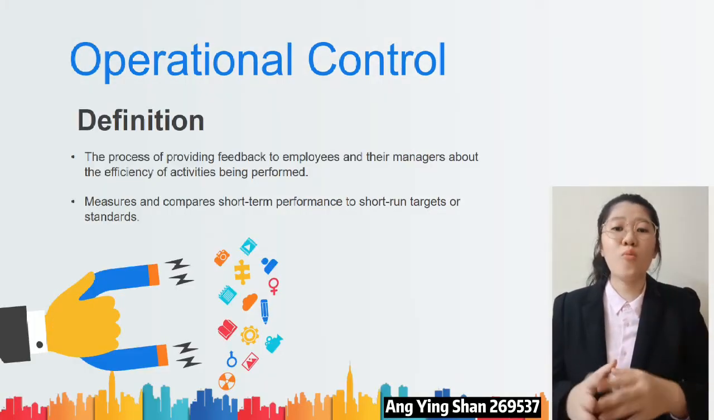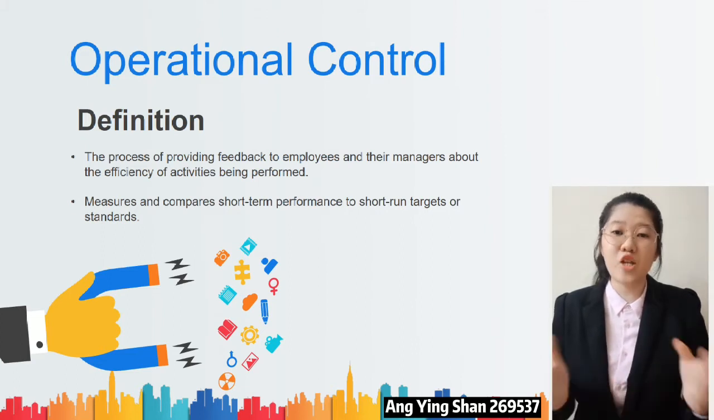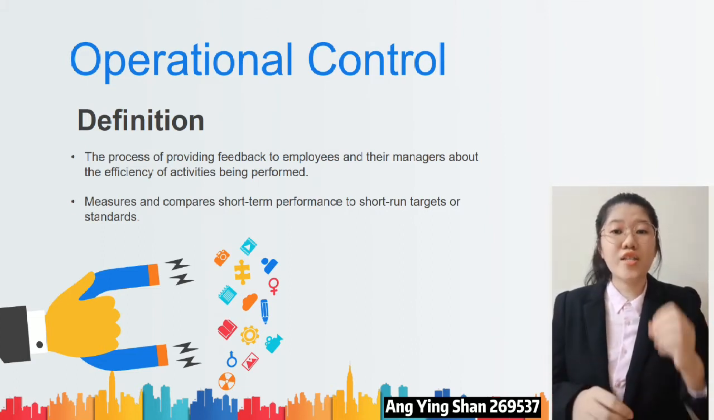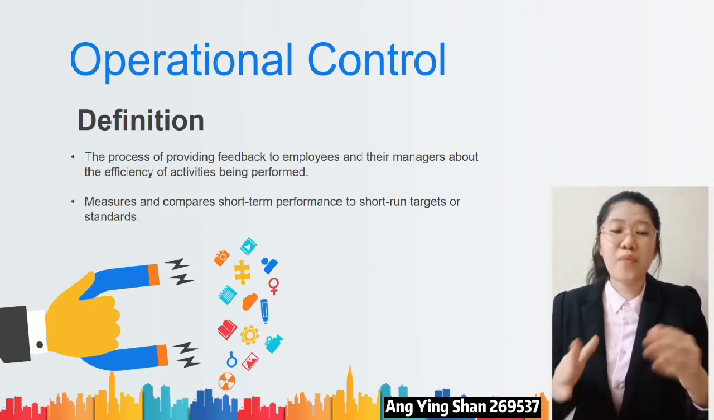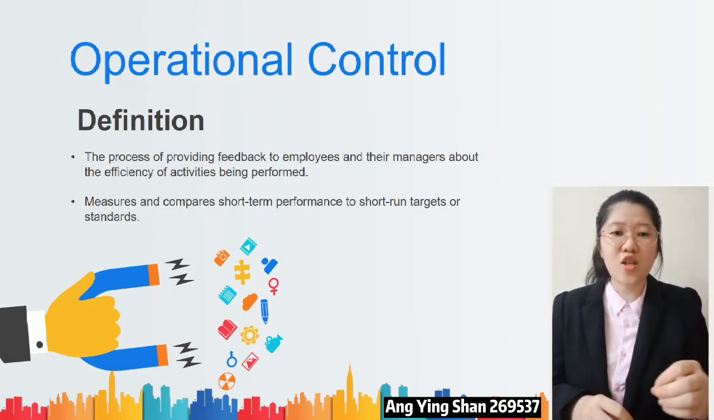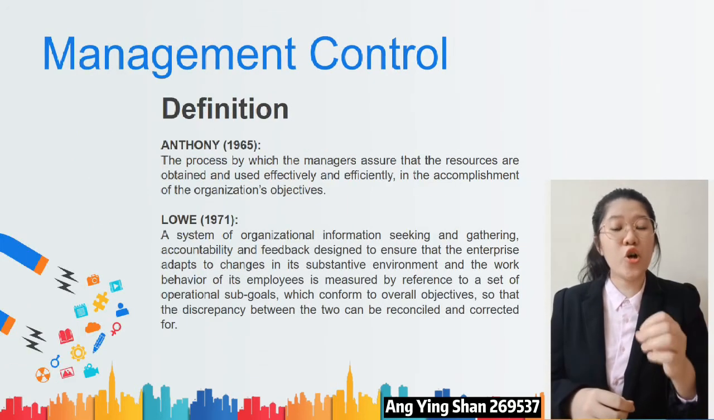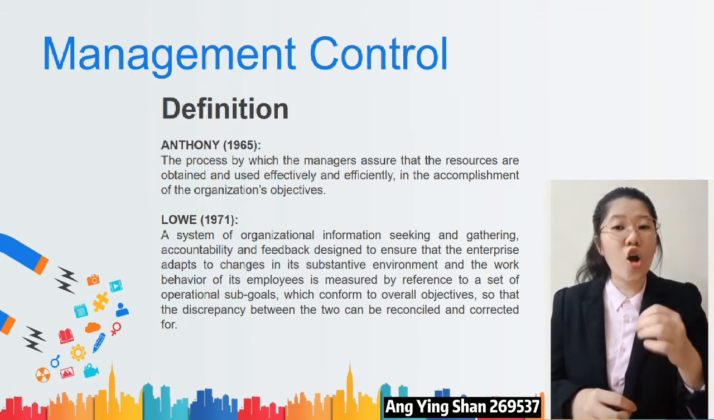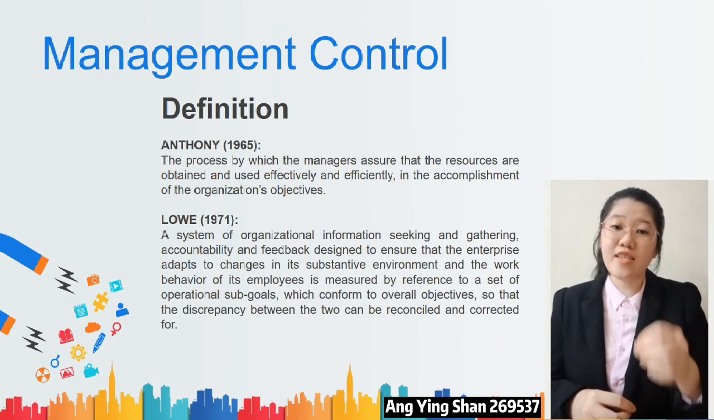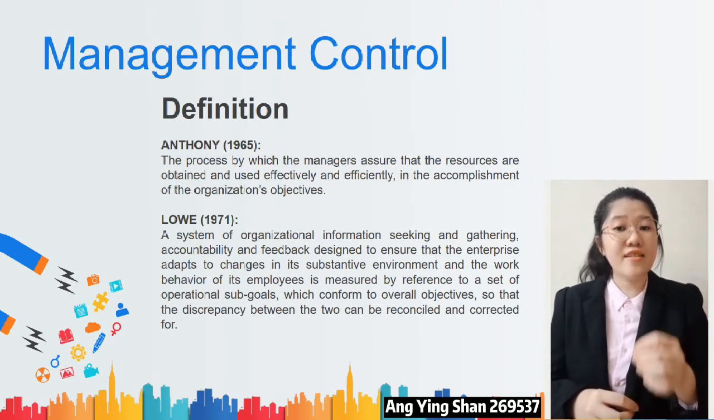Now, let us know more details about operational control and management control. Operational control is the process of providing feedback to the employees and their managers about the efficiency of activities being performed. It measures and compares short-term performance to short-run targets or standards. Meanwhile, management control is the process by which managers ensure that resources are obtained and used effectively and efficiently in the accomplishment of the organization's objectives, as stated by Anthony in the year 1965.